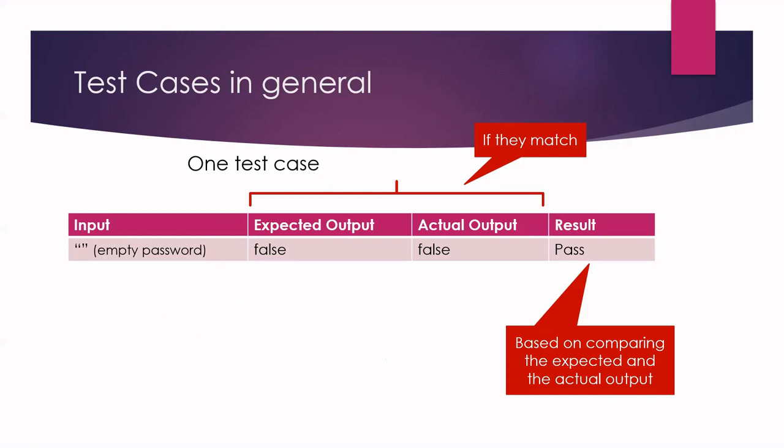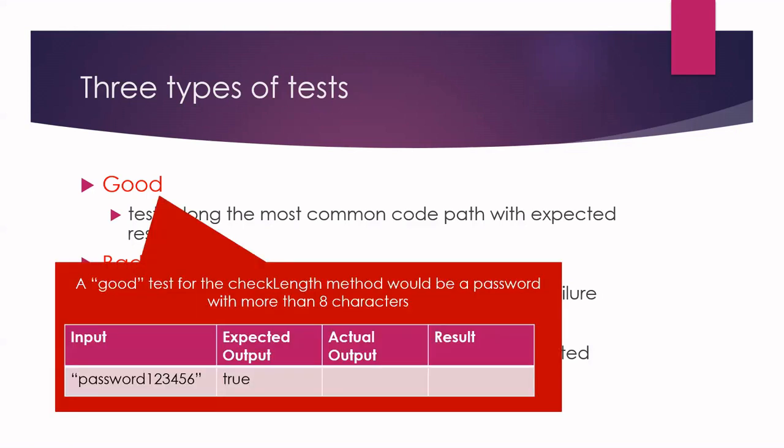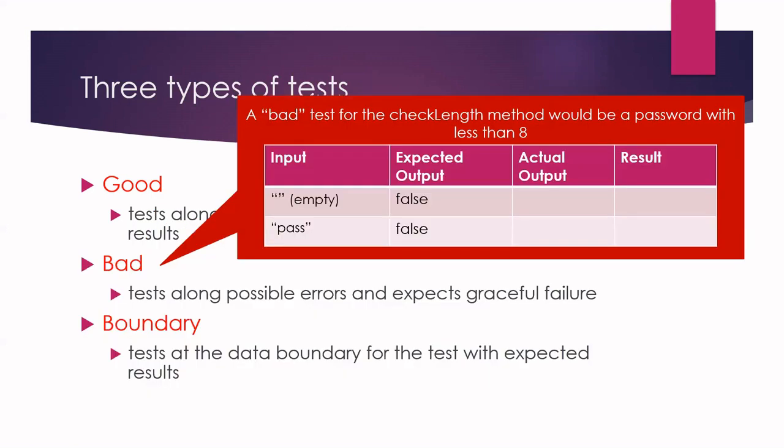So a good test would be something above 8, because that's what we wanted to happen. So a good test is something above 8, and then the expected output is true. Now, when we send the code to the function and collect the output, that determines whether it's pass or fail. Now here's another bad.